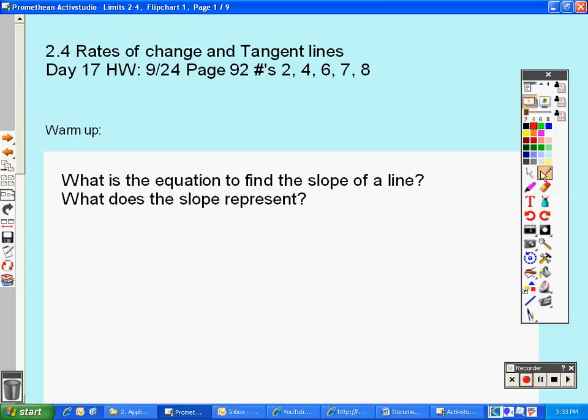Okay, so let's get started with a warm-up. What is the equation to find the slope of a line? And hopefully you guys can tell me automatically that the slope m is equal to y2 minus y1 over x2 minus x1. It's just your general formula to find the slope of a line between 2 points.